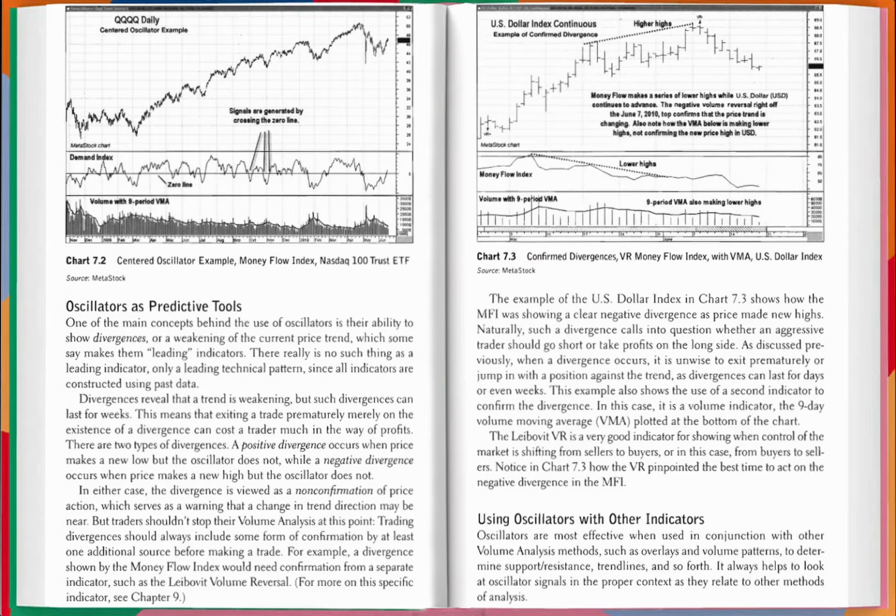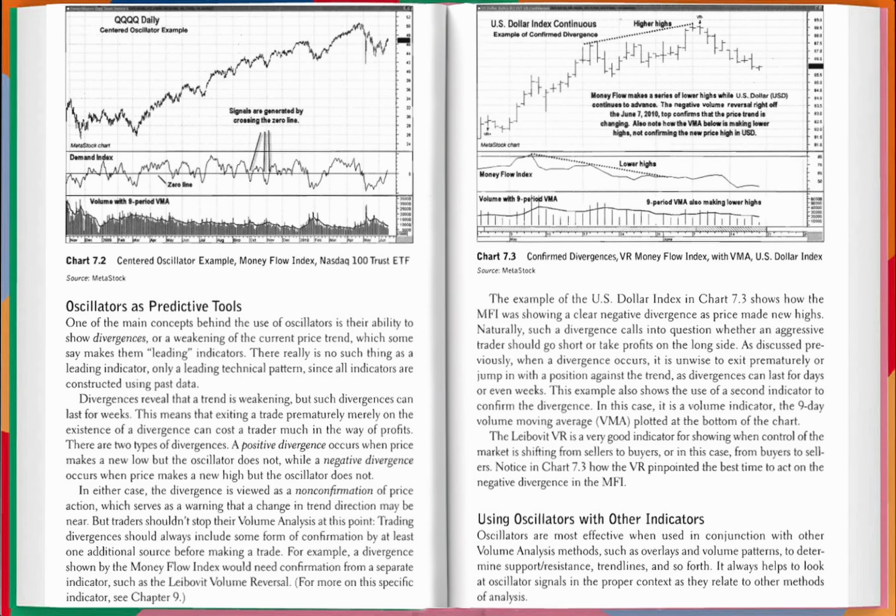Oscillators as predictive tools. One of the main concepts behind the use of oscillators is their ability to show divergences, or a weakening of the current price trend, which some say makes them leading indicators. There really is no such thing as a leading indicator, only a leading technical pattern, since all indicators are constructed using past data. Divergences reveal that a trend is weakening, but such divergences can last for weeks.